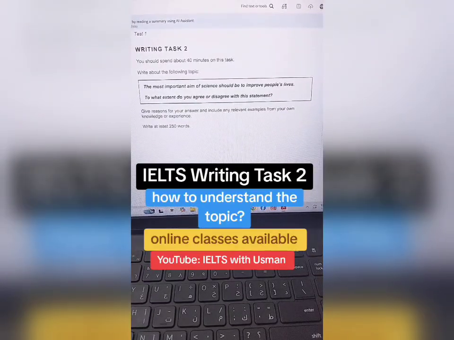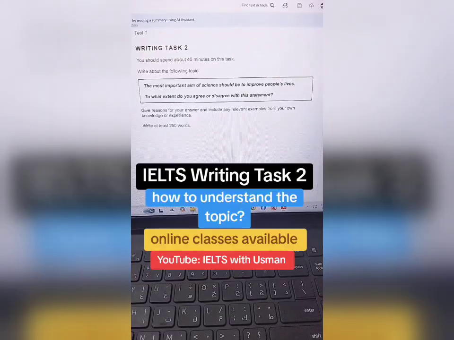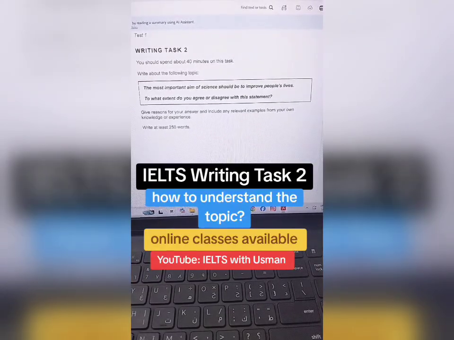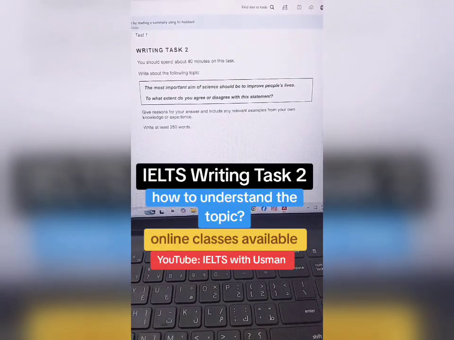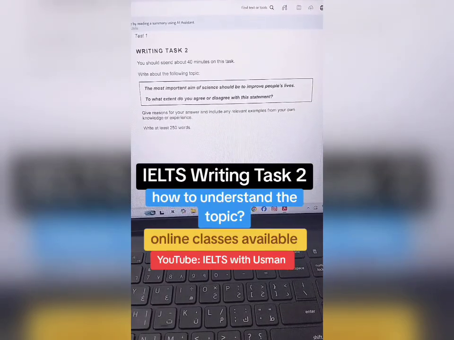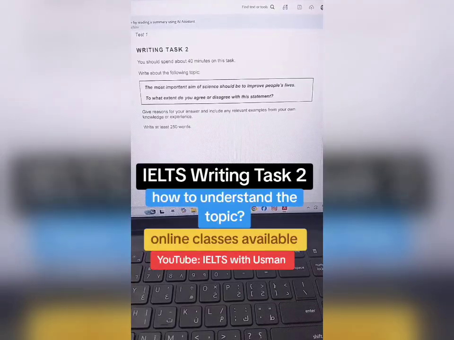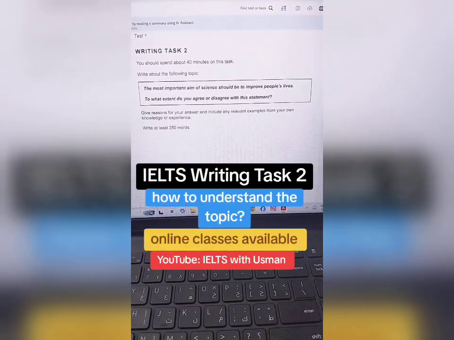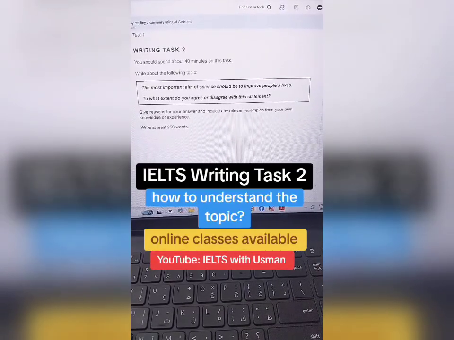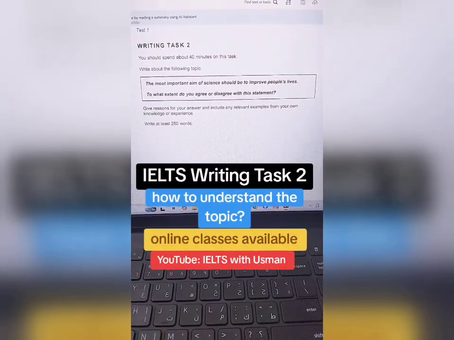So how you are going to understand this topic? You need to know that there are two parts of this topic. You will find two separate sentences. First of all, you can see, for example, the most important aim of science should be to improve people's life. So this is the topic about which you are going to write.